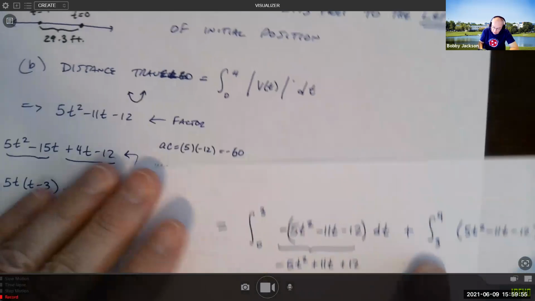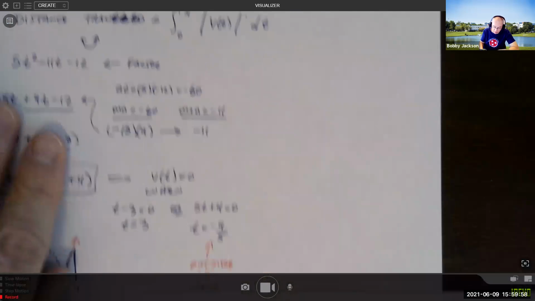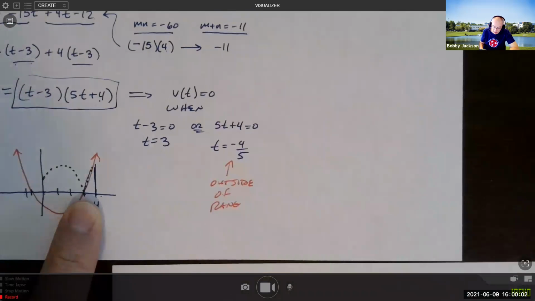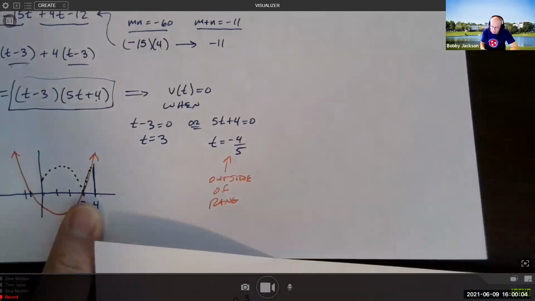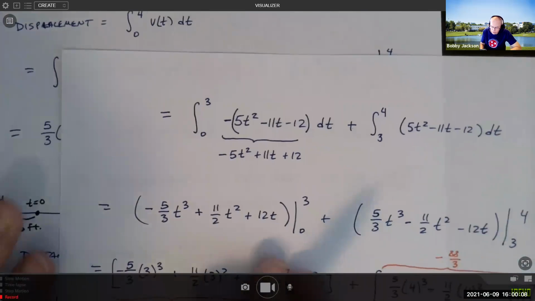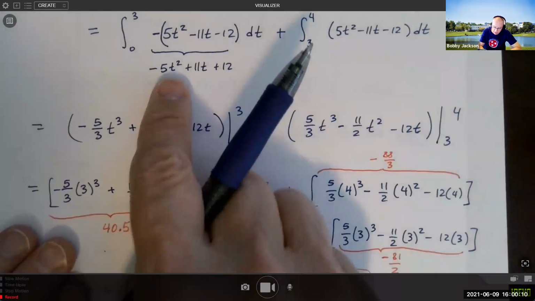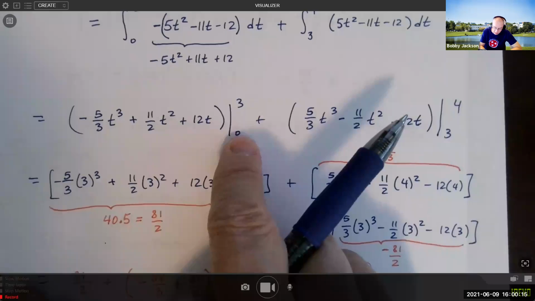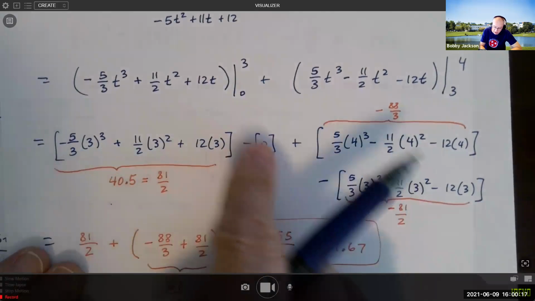And then from 3 to 4, though, it's the same, right? From 3 to 4, there's no difference. We don't have to do anything. The absolute value of a positive number is just a positive number. So we just integrate that function. And now I've got the antiderivative of this thing here, and I go from 3 to 0. So I plug in 3. Of course, I plug in 0 to that, I get 0.